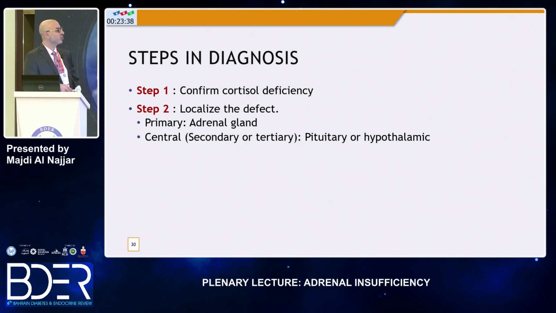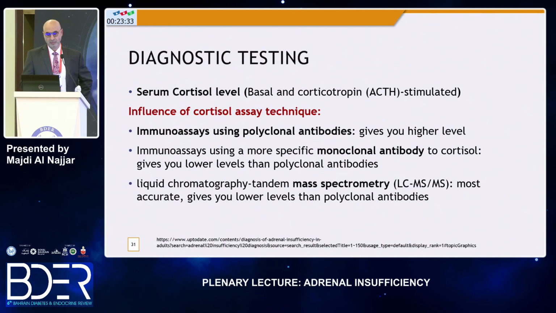So how do we diagnose? Two steps: confirm, and then we localize the disease. To confirm, the test is a serum cortisol test, either basal or synacthen stimulated. And here, you have to make sure which assay your hospital or lab is using, because the older assays use polyclonal antibodies and their levels are high. The newer assays, monoclonal antibodies or mass spectrometry, are more accurate and give lower levels. In our hospital, they are using monoclonal antibodies, and this is more specific and more accurate than the other one.